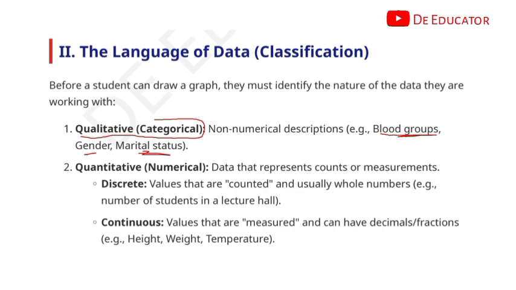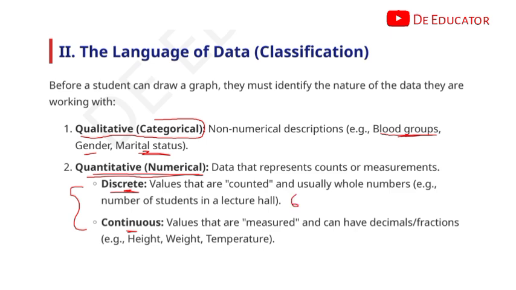Now we have the quantitative, which is numerical and has to do with numbers. It is data that represents a count or measurement. Something we can count or measure, we classify as quantitative. Under quantitative, we have two classes: discrete and continuous. What exactly is discrete? Values that can be counted, usually whole numbers, are known as discrete. For example, the number of students in a hall will definitely be a whole number, right?